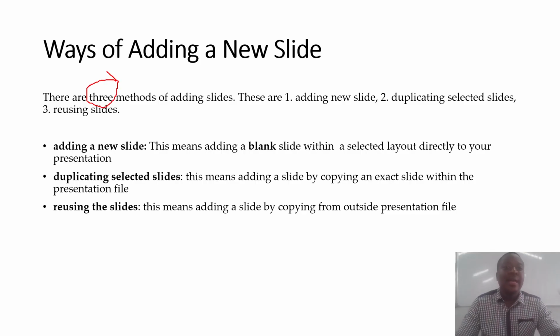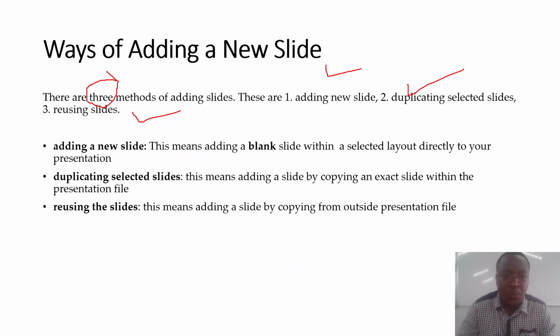Good. There are 3 methods or ways of adding slides. These are, number 1, adding new slide. Number 2, duplicating selected slides. And number 3, reusing slides. So let's look at adding a new slide. This means adding a blank slide within a selected layout directory to your presentation.